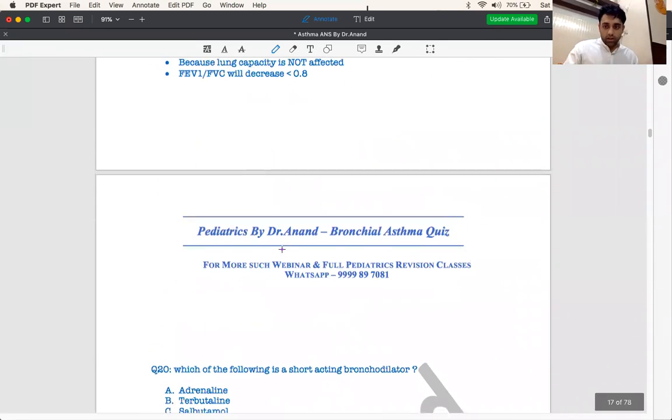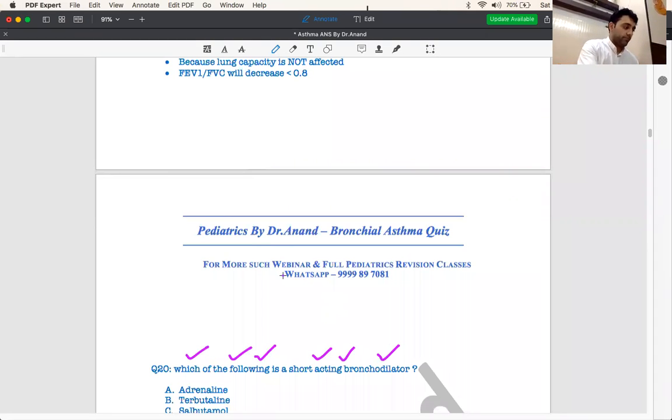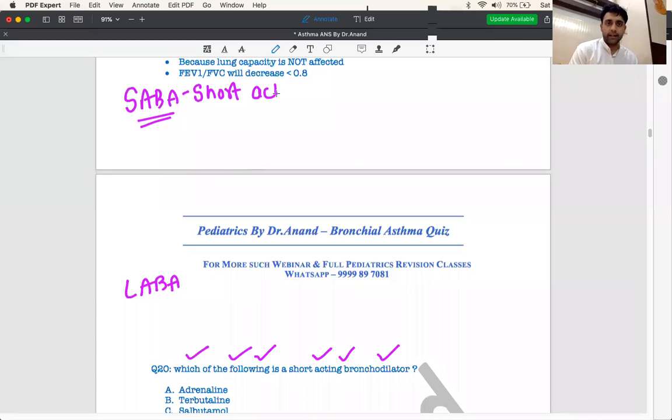Okay, so now coming to the next lot of questions. Which of the following is a short acting bronchodilator? So we have something known as SABA and something known as LABA. Yes or no? SABA is nothing but short acting beta 2 agonist. For the newcomers, I'm writing line by line so that you should know the terms and not go above your head.